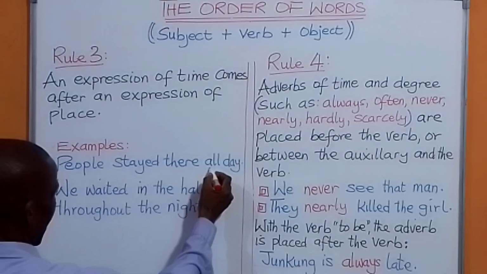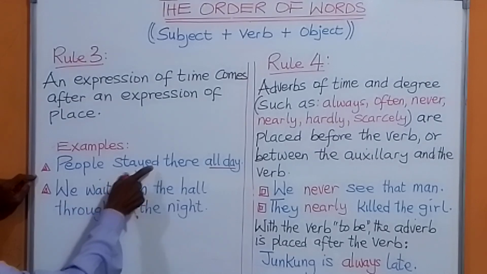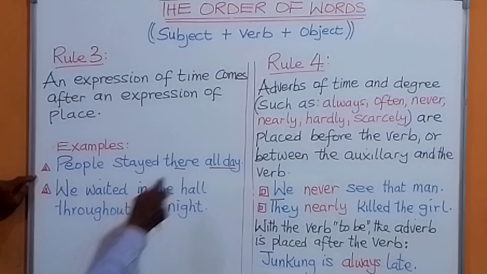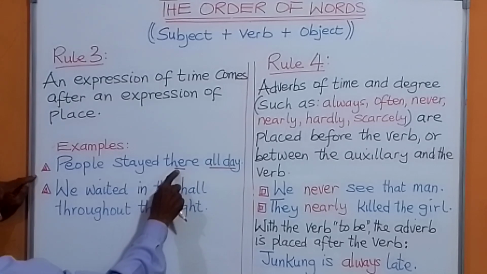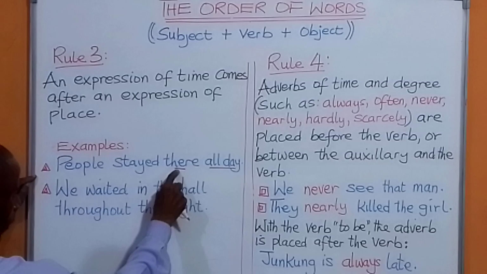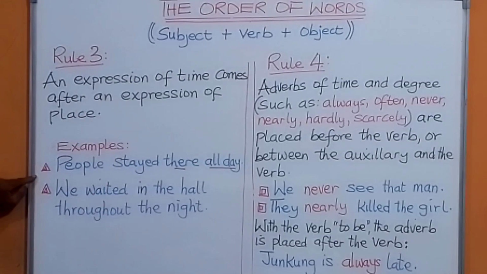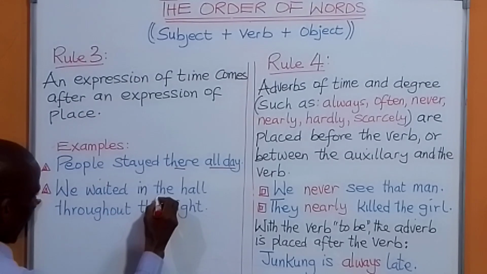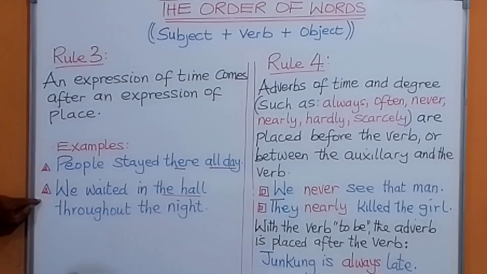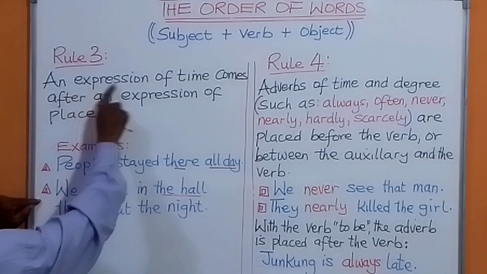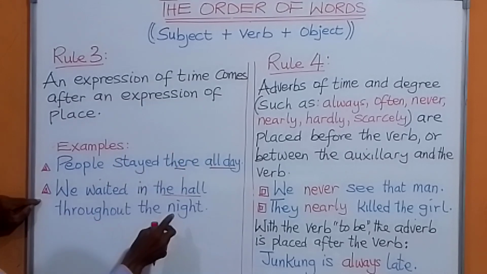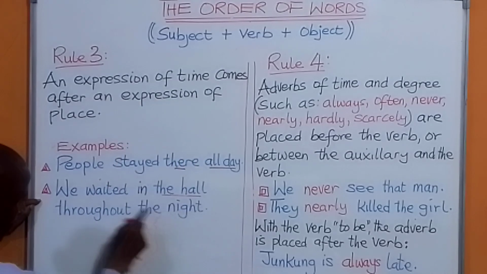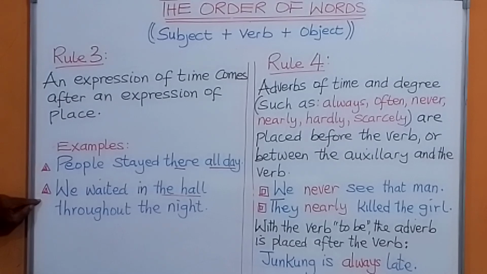Look at the expression of time and look at the expression of place. So, an expression of time comes after the expression of place. When you put the expression of place, then you put the expression of time. Look at the expression of place here: hall. And after the expression of place, you have the expression of time.